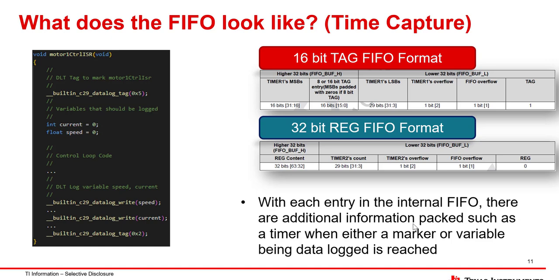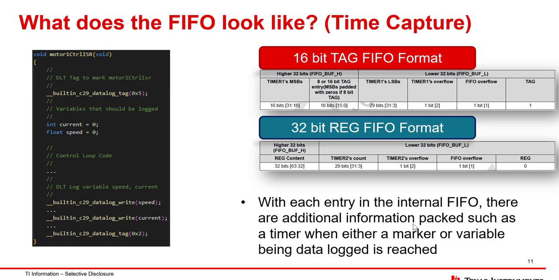underscore write for regs. In this control loop, we mark the beginning of our function with a tag and at the end of the function with another tag. In the middle, we datalog two registers which are speed and current from the ISR. When the following intrinsics are reached during execution, the DLT will store the data logging content to the internal memory.